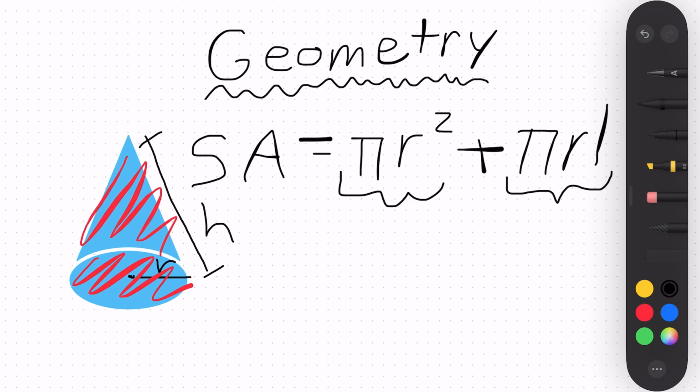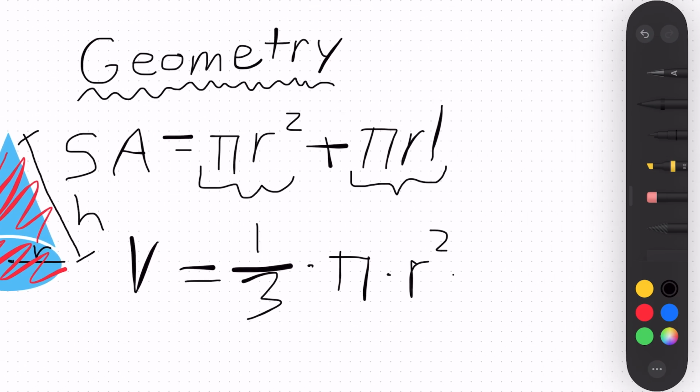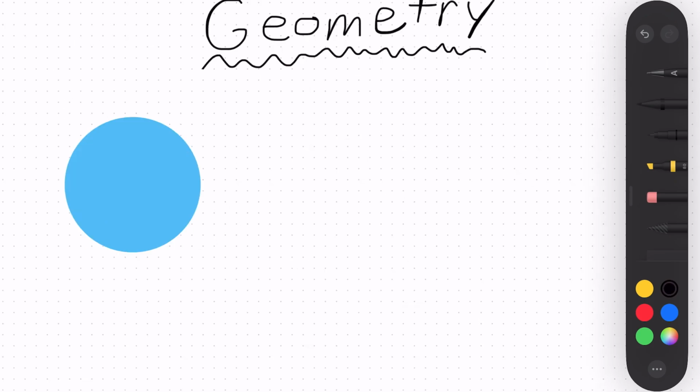The formula for the volume is very simple. It is just 1/3 times pi times r squared times height, where our height is this, and this, sorry, is our l. For our final shape, we have a sphere.